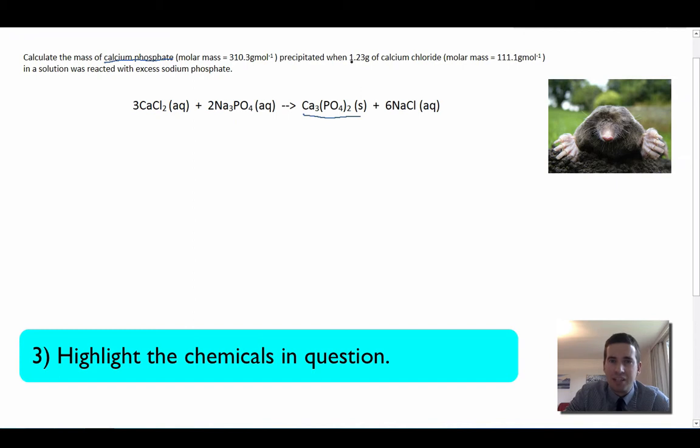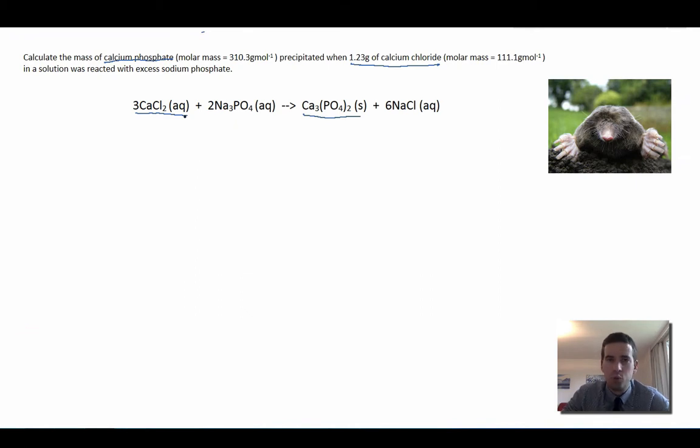Then we are given information on calcium chloride. So that is this chemical here. So these are the two chemicals that we are interested in. The other two chemicals don't actually matter. They are irrelevant for this question. Okay? The only real reason you need them was to balance them in the first place. So now let's go through the other steps.